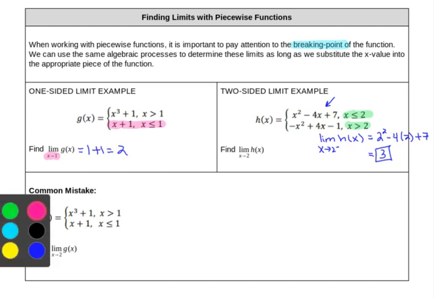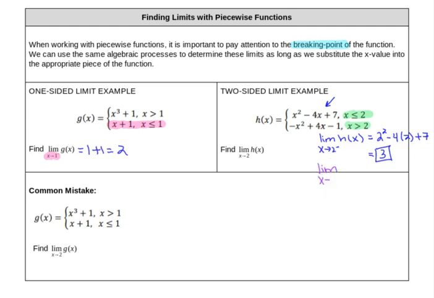And then let's go ahead and do the limit as x approaches 2 from the right of h of x. Means we need to look at when x is greater than 2. So that's going to be this bottom function here. So that'll be negative 2 squared plus 4 times 2 minus 1. So negative 4 plus 8 is 4. Minus 1 is also 3.